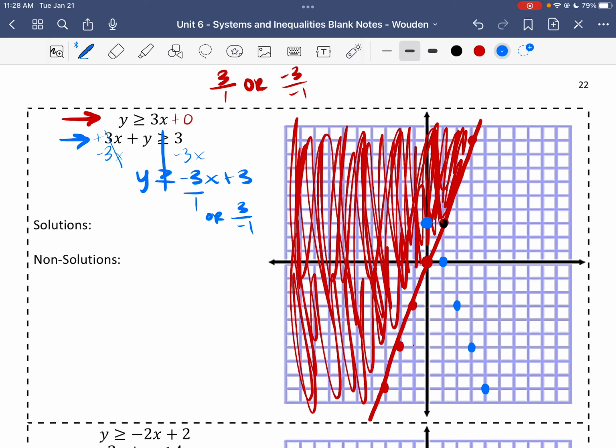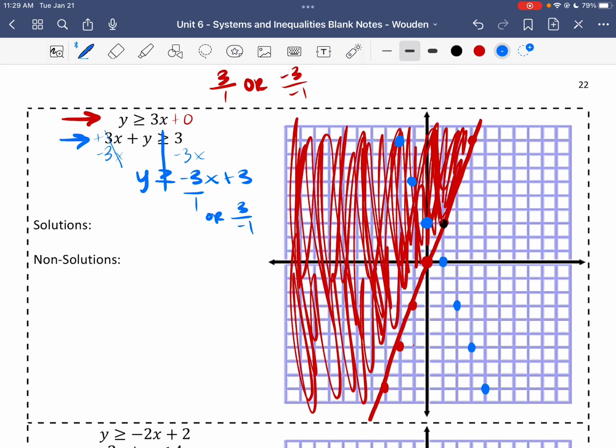Okay, now I'm going to go back to my y-intercept. I'm going to do the inverse slope. Up 3, 1, 2, 3, to the left 1. Okay, go all the way to the edge of your plane. Remember, do not just do 2 points and call it good. You have to do the whole thing.